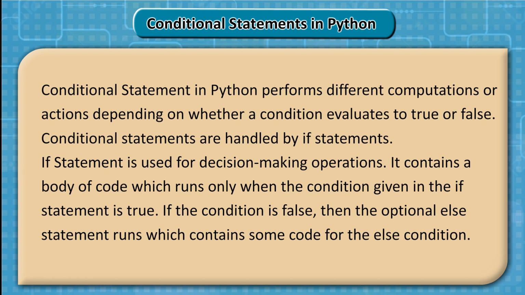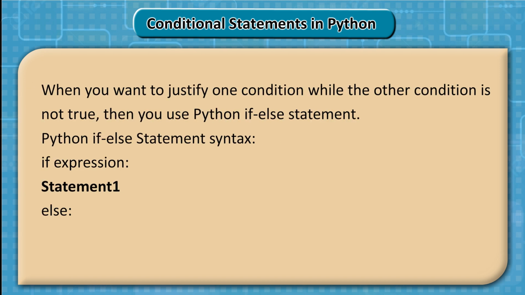If statement is used for decision-making operations. It contains a body of code which runs only when the condition given in the if statement is true. If the condition is false, then the optional else statement runs, which contains some code for the else condition. When you want to justify one condition while the other condition is not true, then you use Python if-else statement.